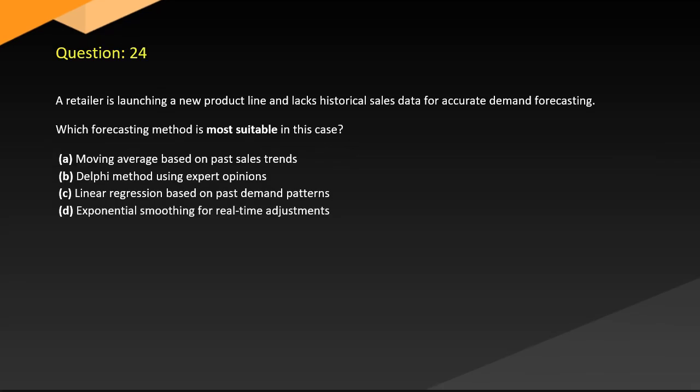Question 24. A retailer is launching a new product line and lacks historical sales data for accurate demand forecasting. Which forecasting method is most suitable in this case? A. Moving average based on past sales trends. B. Delphi method using expert opinions. C. Linear regression based on past demand patterns. D. Exponential smoothing for real-time adjustments.